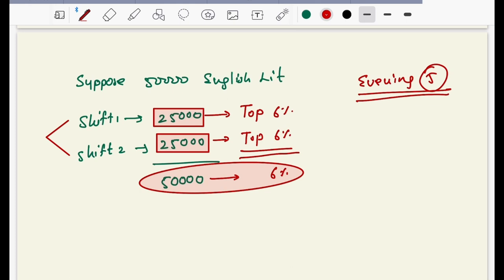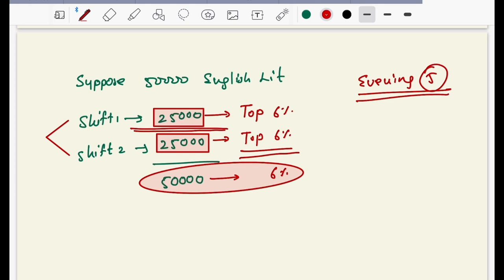So you do not need to worry that my evening shift was difficult, hence my score will be compared with shift 1. No, there is no comparison of scores between shift 1 and shift 2. Remember this thing, right? Shift 1 is totally different, shift 2 is totally different. So your marks will be compared only with the shift in which you appeared for the exam. I hope I have made this clear, right?